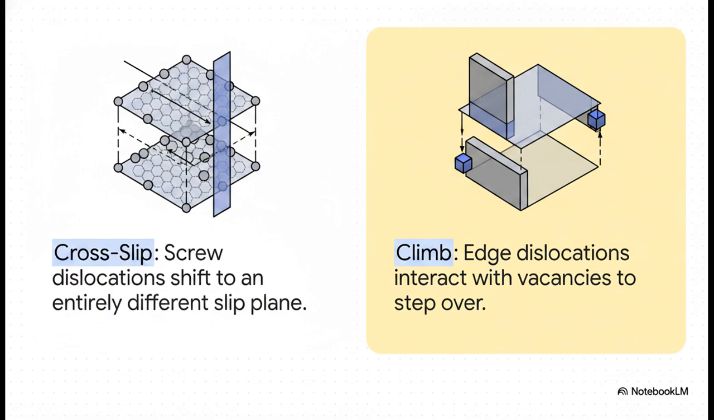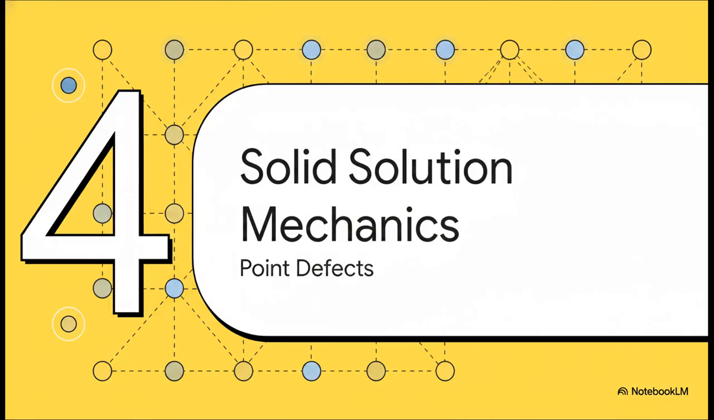Edge dislocations, on the other hand, are a bit more constrained by their geometry. They rely on a process called climbing. They literally move up or down a plane by absorbing or emitting atomic vacancies to effectively step right over the obstacle. Which brings us to our final section, Part 4, Solid Solution Mechanics.